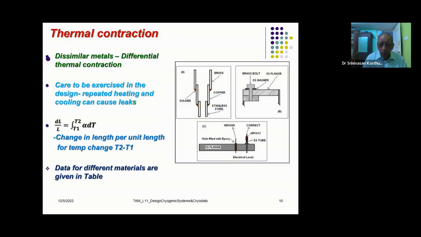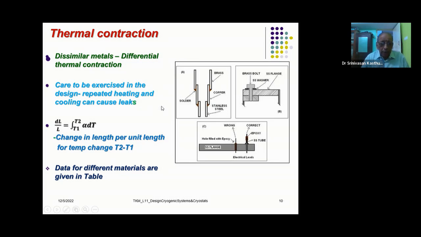Normally, you also have other arrangements. For example, here there is a design given for stainless steel flange connection using a brass bolt with a stainless steel washer. Or, for example, you may need to have the feed-through connections with epoxies, and which is the right way, which is the wrong way, etc., are shown in this picture.